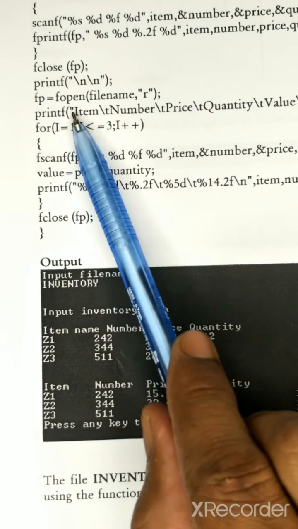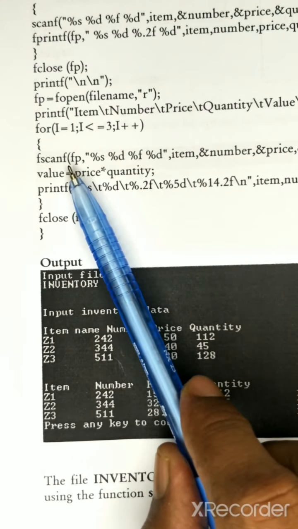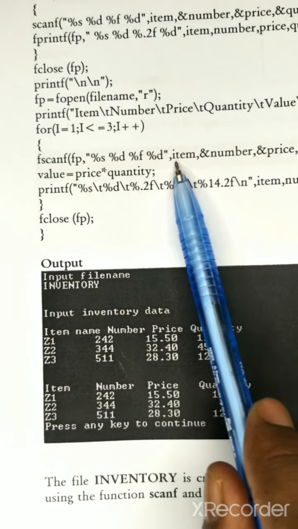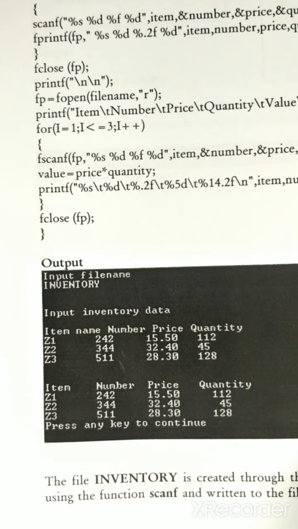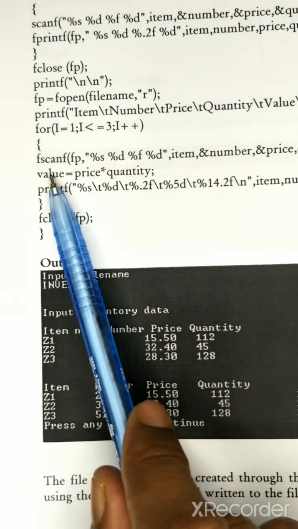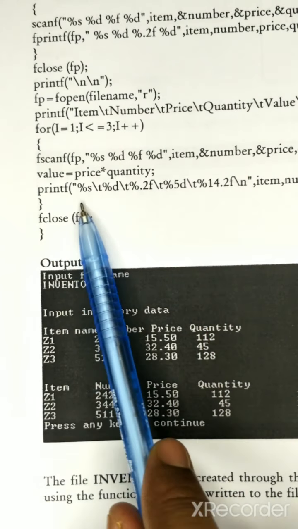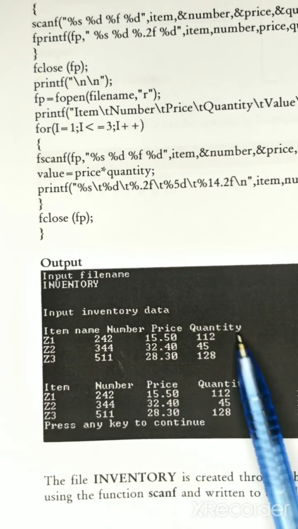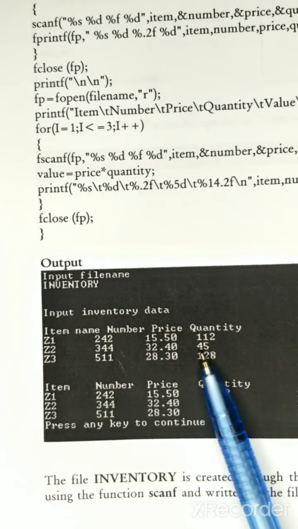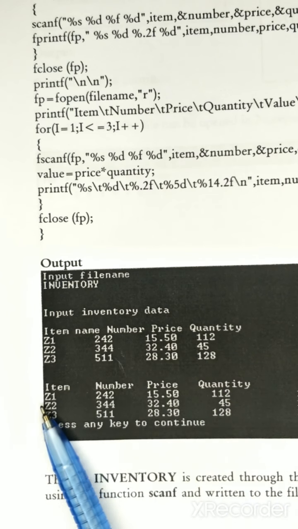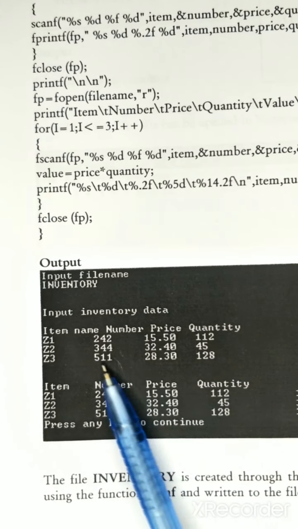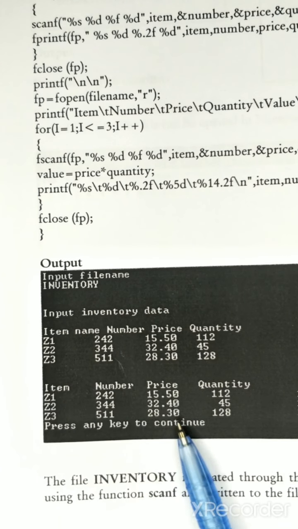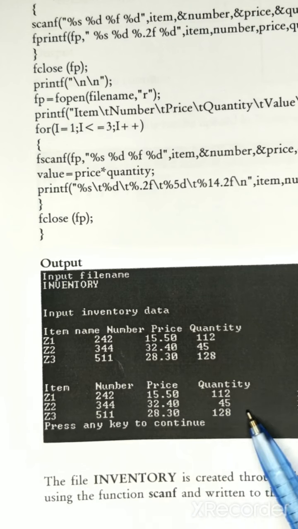Okay, and then we read from the file that we just created. Whatever data is in that file we read in, we calculate the price, we calculate the value, and then we print it on the screen. So the output becomes: this is your data input, and this is the output printed on your screen.